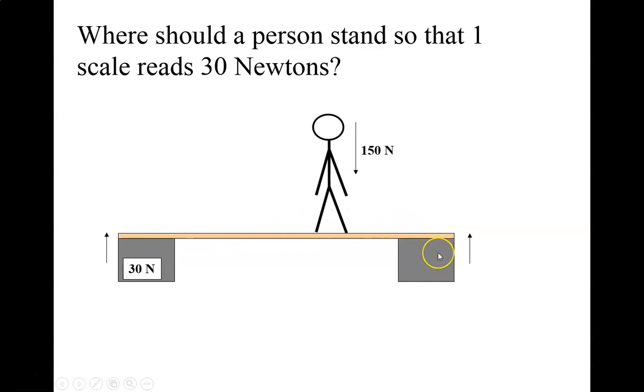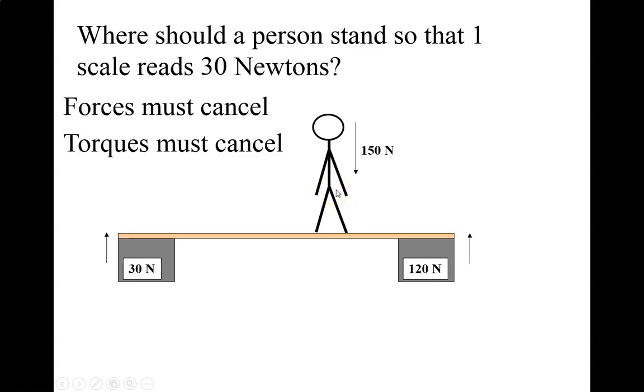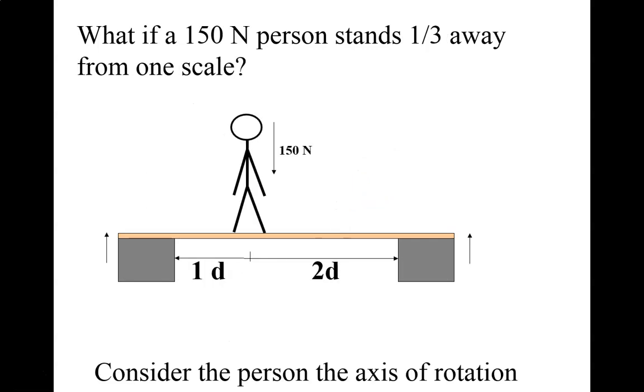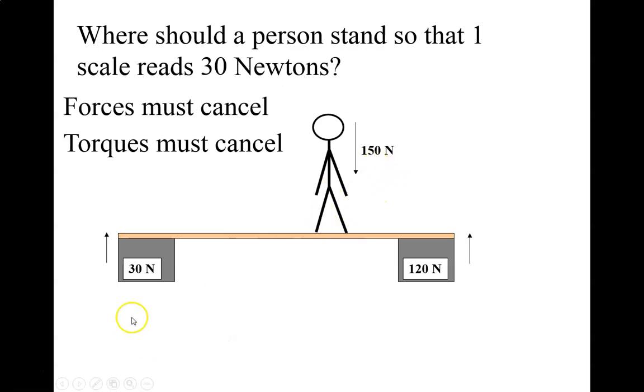So what does this scale have to read? Well, if the forces cancel, and I've got 150 down, that means I need 150 up. So I've got 30 newtons here, so the remaining force is going to be 120 newtons. So the scales have to add up and read their weight, basically. Now the torques also have to cancel. So what we're going to say is this is 30 newtons and this is 120 newtons.